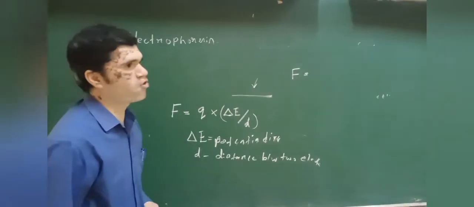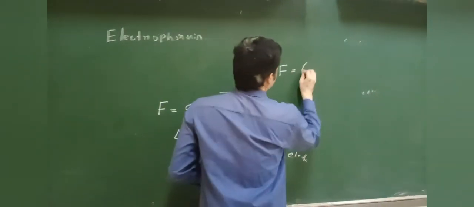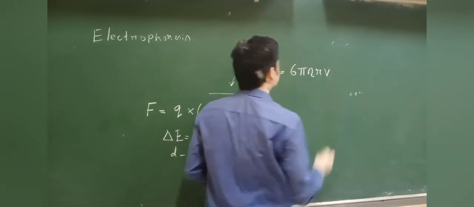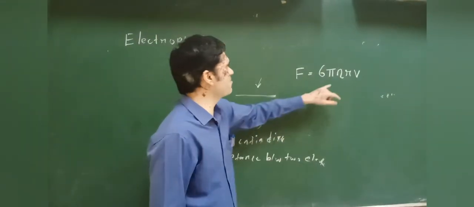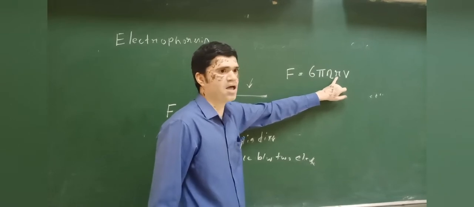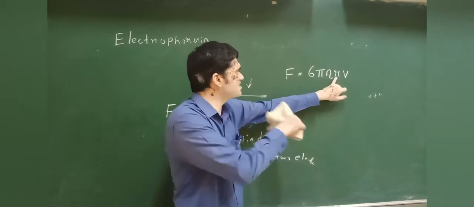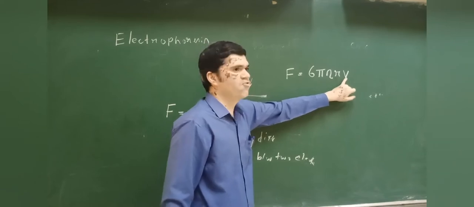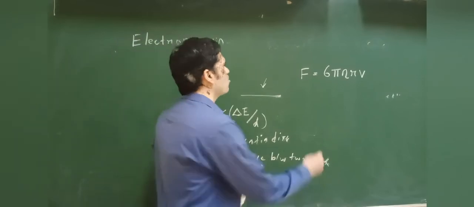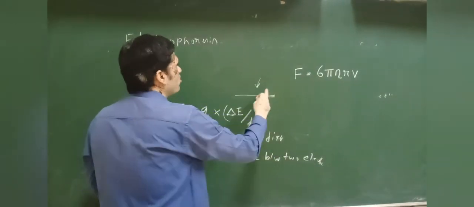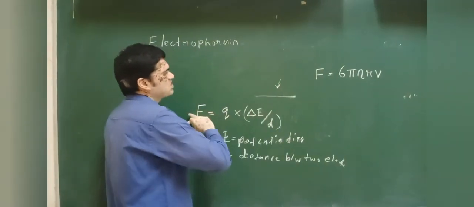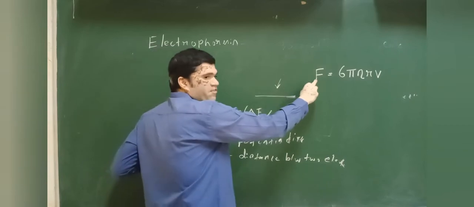frictional force is given as 6 pi neta RV, where neta is the viscosity of the medium, R is the radius of the molecule, which is nothing but the size of the molecule, and V is the velocity with which the molecule is moving. So now, at equilibrium, at some stage, what happens? The force which is moving the molecule is equal to the frictional force.